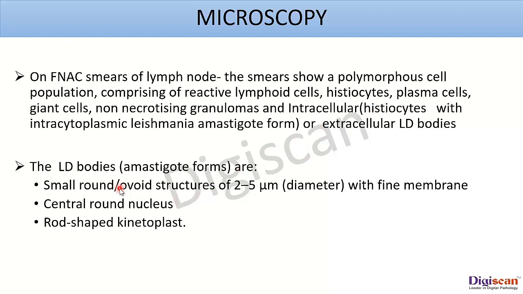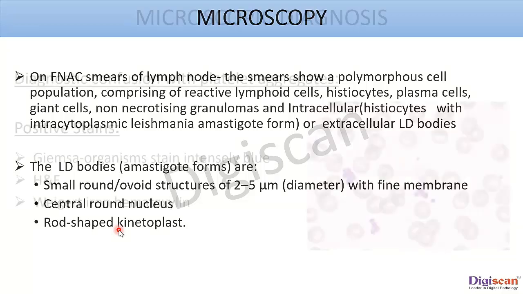As discussed before, the amastigote forms are small round to ovoid structures of 2 to 5 micrometers in size with a fine membrane. They possess a central round nucleus and a rod-shaped kinetoplast. The kinetoplast actually contains the mitochondrial DNA of the parasite.